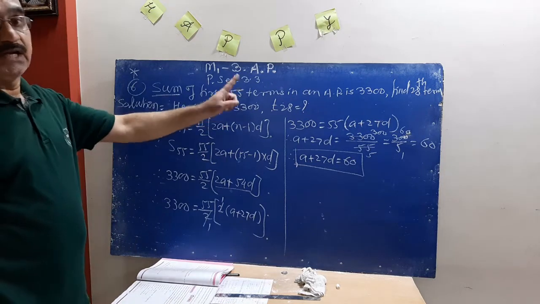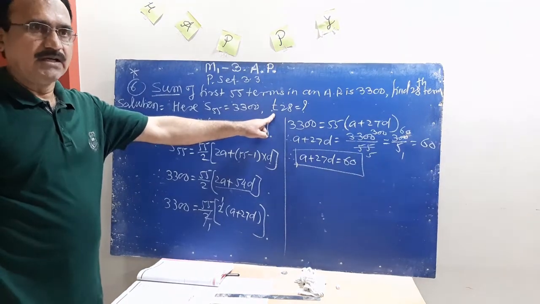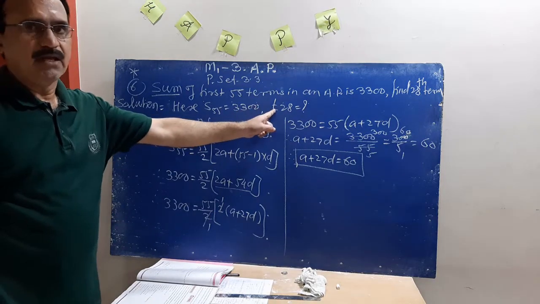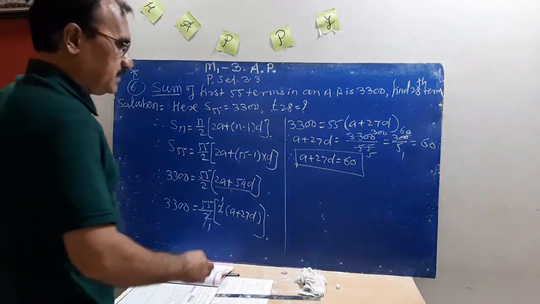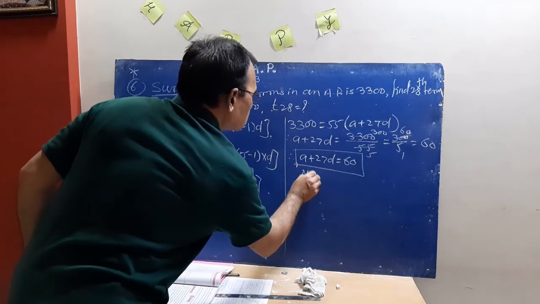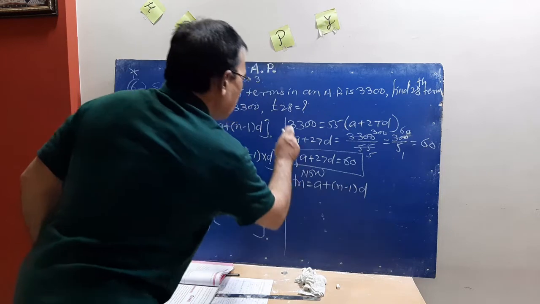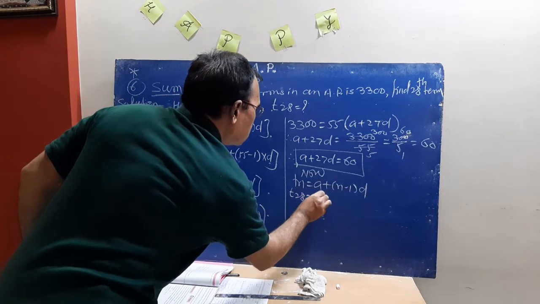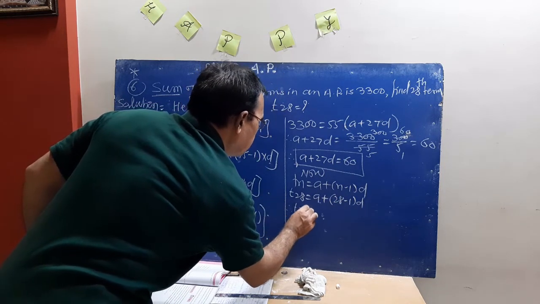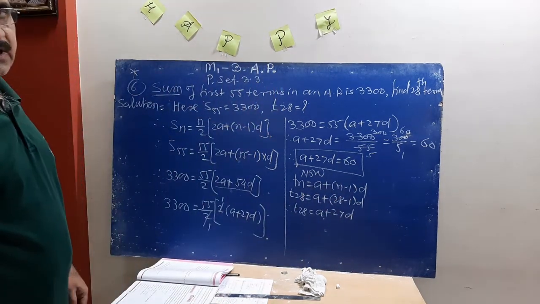But we have to find T28. Now we can use the formula of finding the nth term, because we have to find T, not S. S is already given. If we find T, then the nth term Tn is equal to a plus n minus 1 into d. Now T28 is equal to a plus 28 minus 1 into d. Therefore T28 is equal to a plus 27d. 28 minus 1 makes 27d.